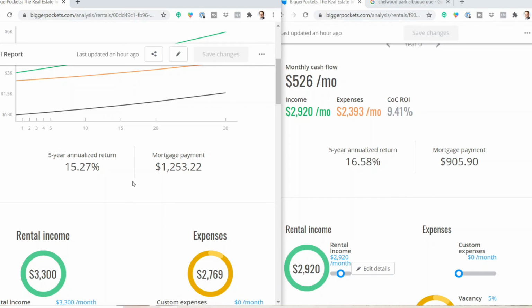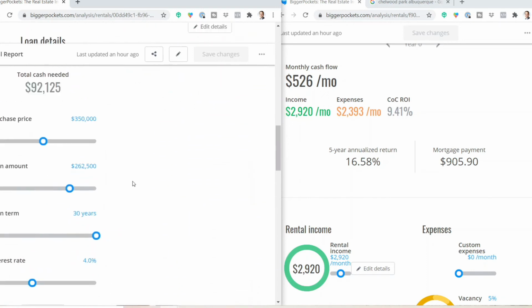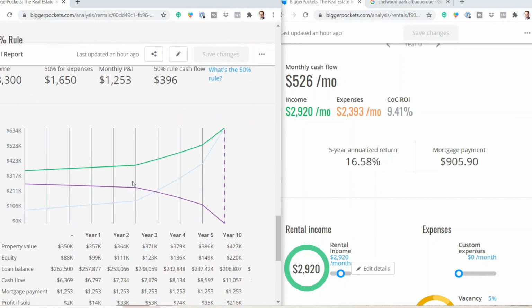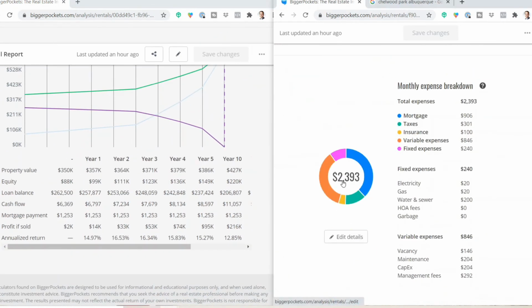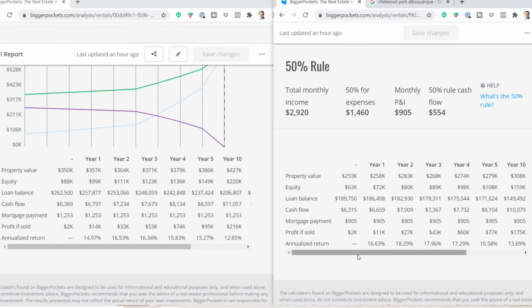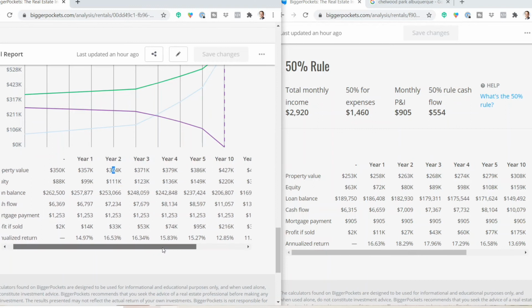So my favorite part about the BiggerPockets analysis is that they actually have a 30-year breakdown of how much money you're gonna make at the very, very bottom of the property, of course, with your assumptions in mind. And you can see here, every year, this $350,000 property is going to appreciate. You can see here $7,000 this year, and then another $7,000 on year 2, and of course you see 4, 5, 6, year 10.